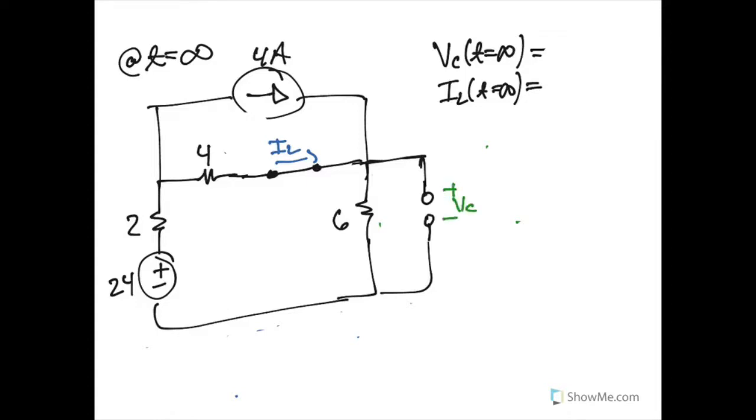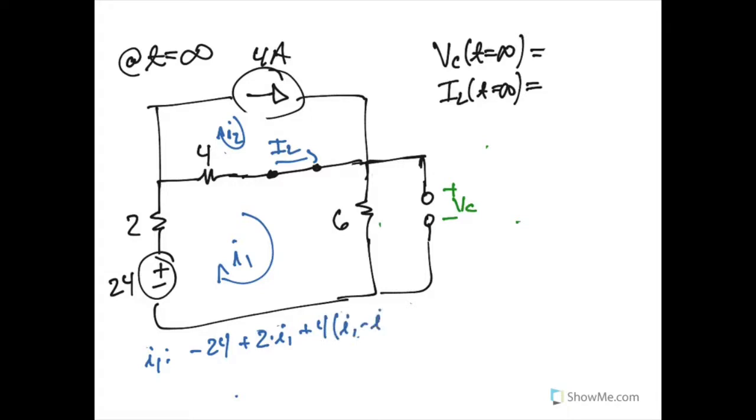So to find the current through the inductor, if we treat this as two different meshes, this could be mesh 1 and then mesh 2. We can now know that IL is the difference between the I1 current and the I2 current. And now I can write out an expression for my I1 mesh by saying negative 24 plus 2I1 plus 4I1 minus I2 plus 6I1.